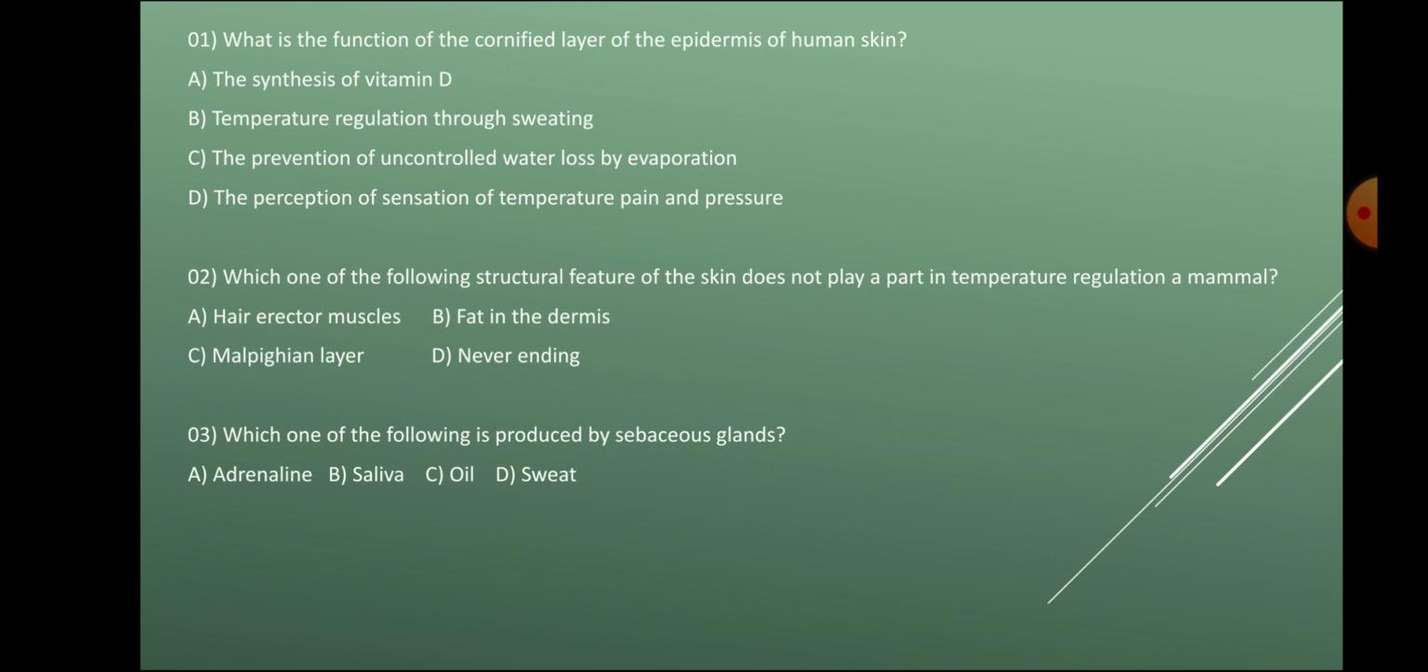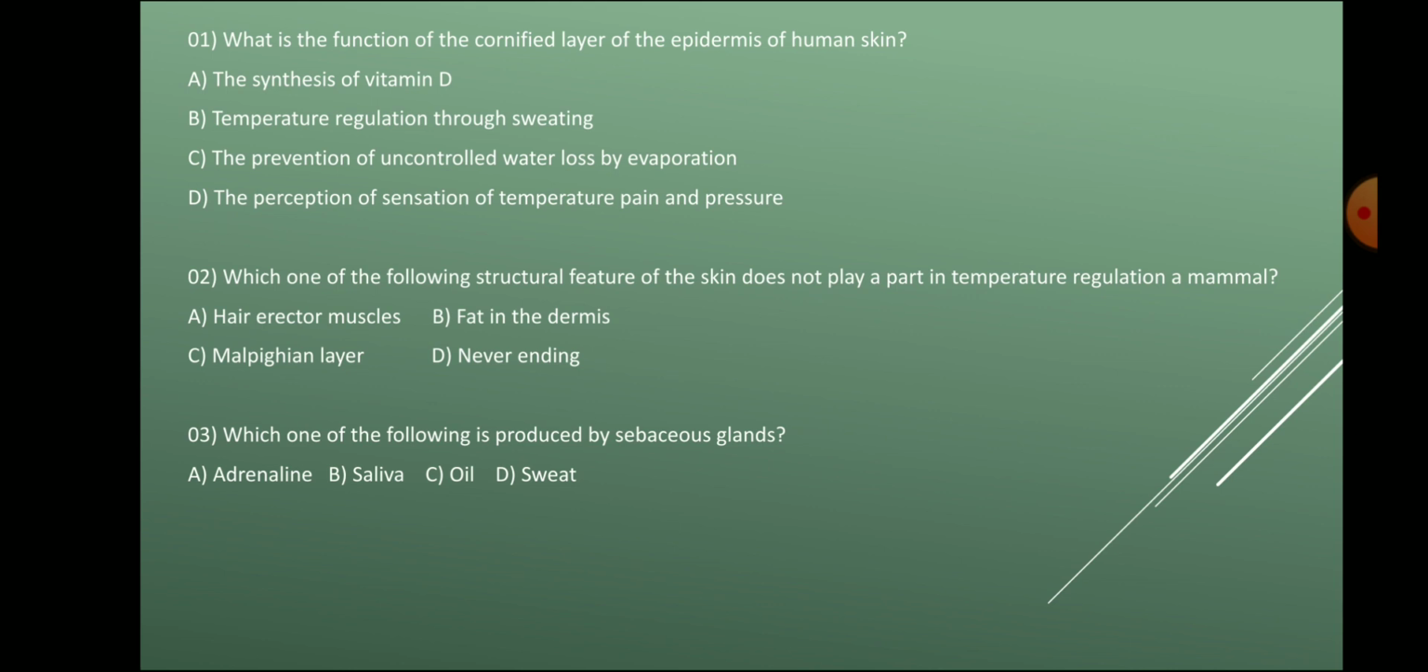The cornified layer is made of dead cells, and it is the outermost layer of the epidermis of human skin. It is responsible for preventing water loss by evaporation. In such a way, the level of water is maintained in the body by this layer. So the correct answer is option C.